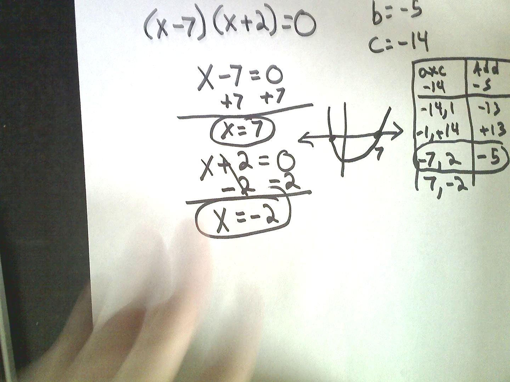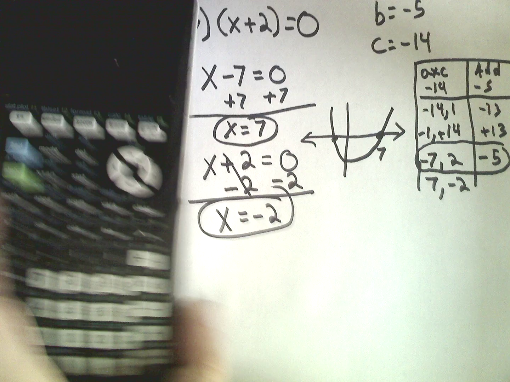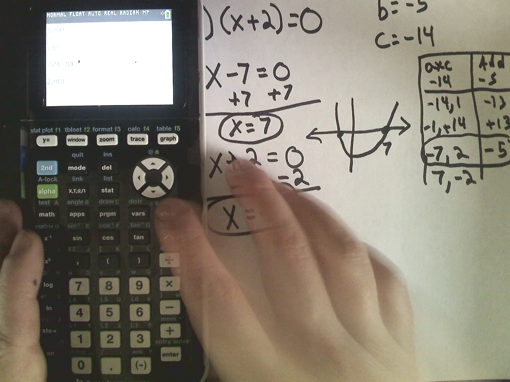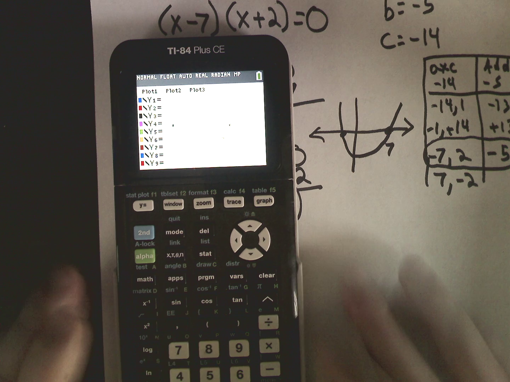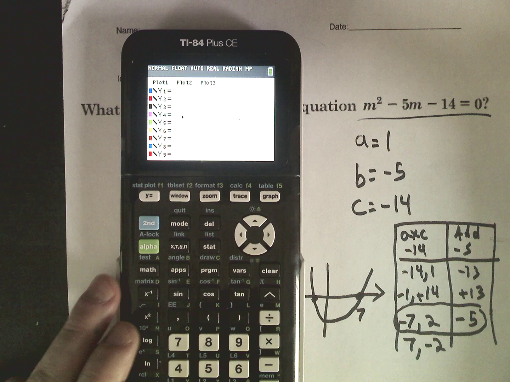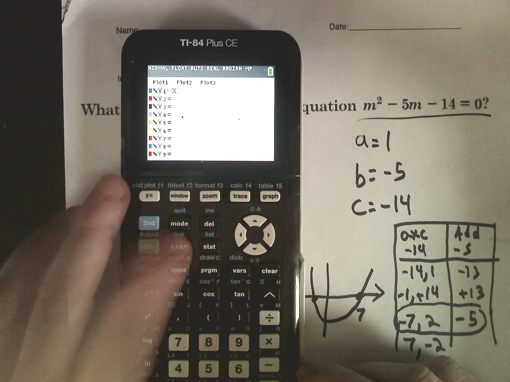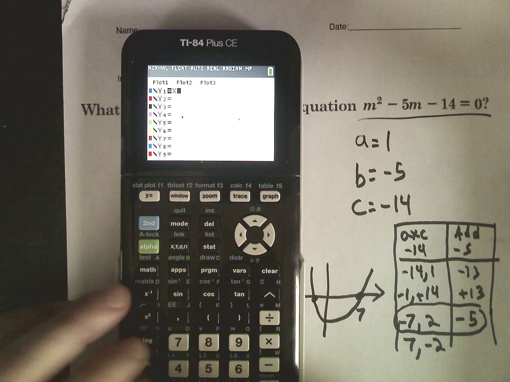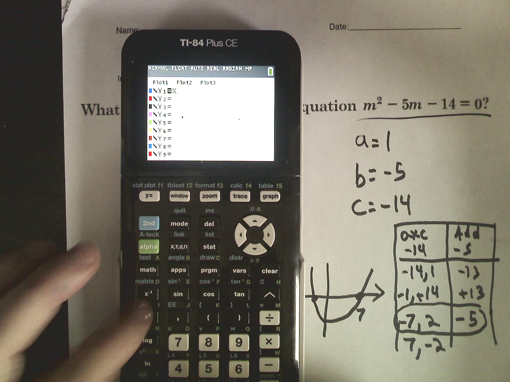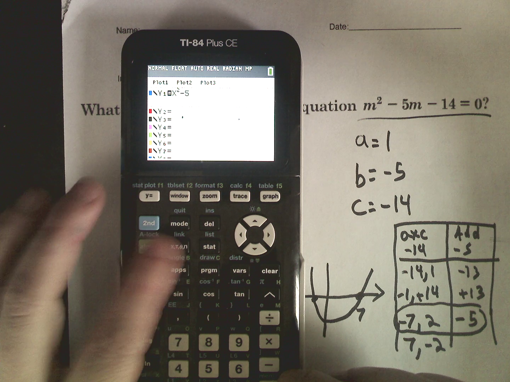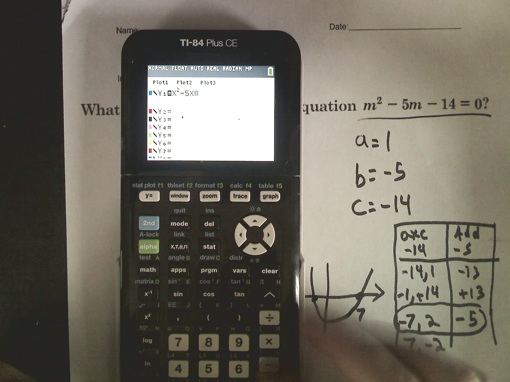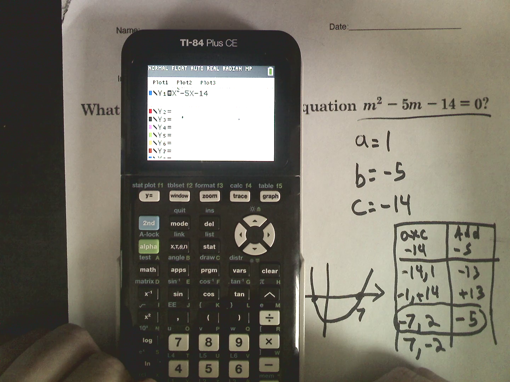Well, I don't believe them, so I can check on my calculator. Does this work out? Let's see. I'm going to change the m's back to our original thing. I'm going to check our m's, which are our x's now. x squared minus 5x minus 14. I'm going to graph it.